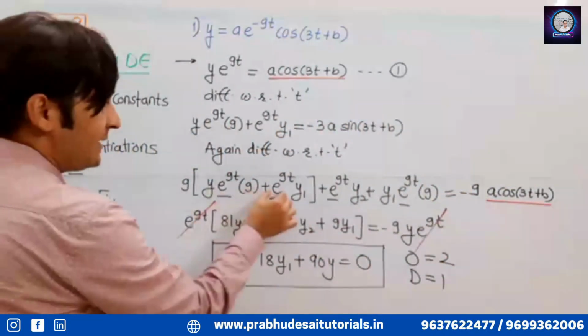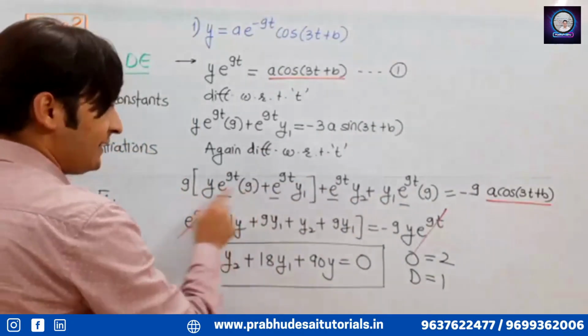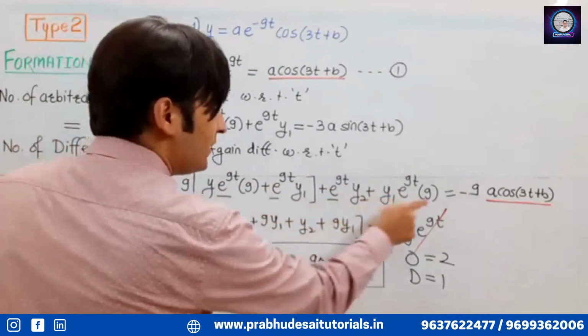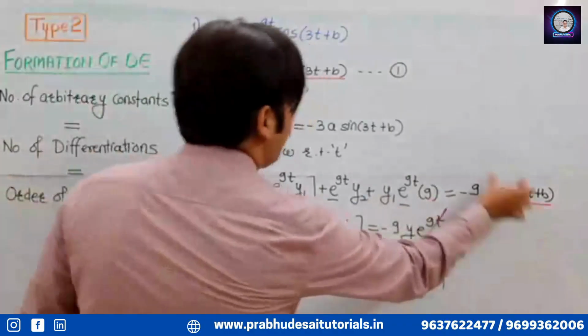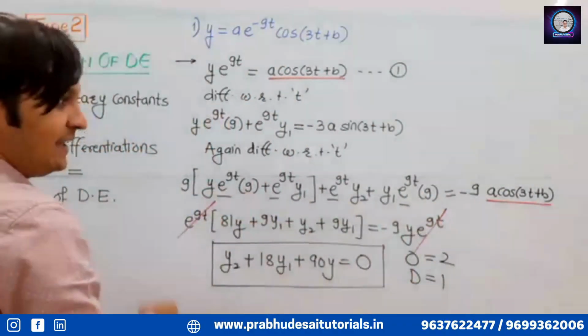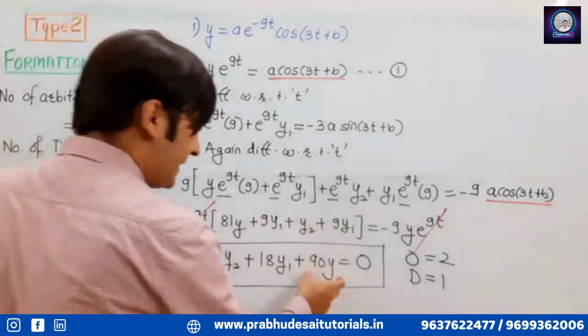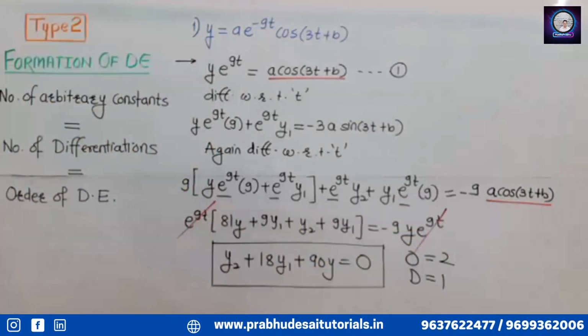Now e raised to 90 is taken outside. What left inside is 9 9s are 81, 9y1, y2, 9y1. This original term is here. Y e raised to 90. Now you can cancel e raised to 90. What we have is y2, 9y1 plus 9y1, 18y1 plus 81y plus 9y, which will be 90y. Got it, Ketan?